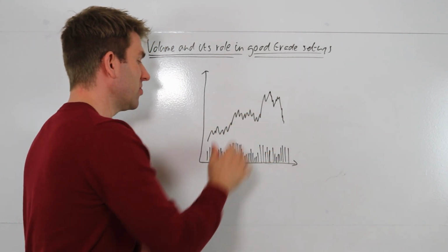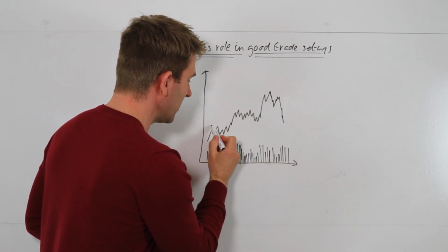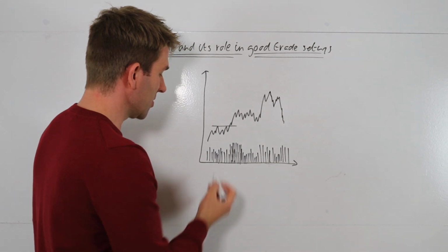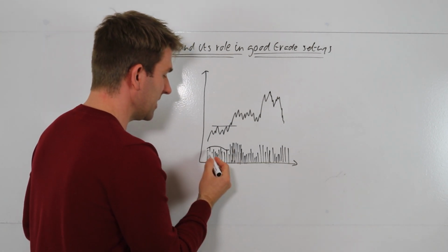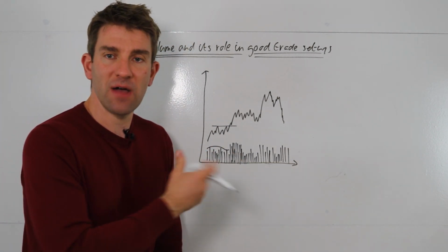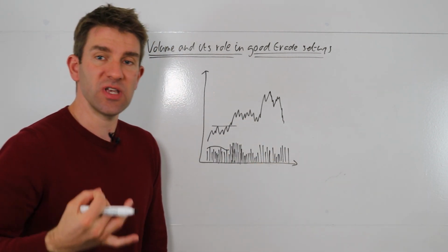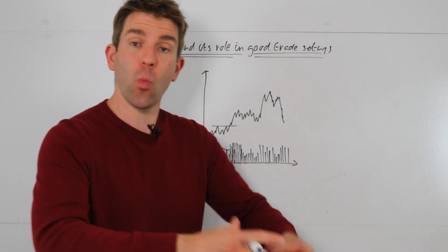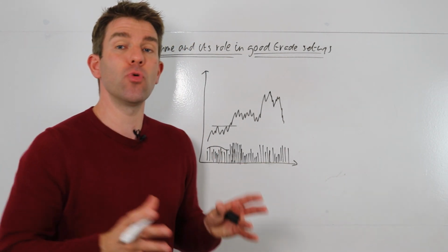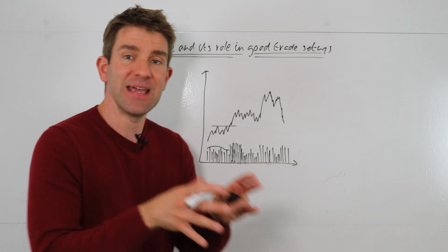So if we look at this chart, and we imagine that this here is a breakout, our volume is tending to sit at whatever level that is. As we start to get a breakout, we want to see more volume coming in. Why do we want to see more volume coming in? Because we want to see more people participating in that move.